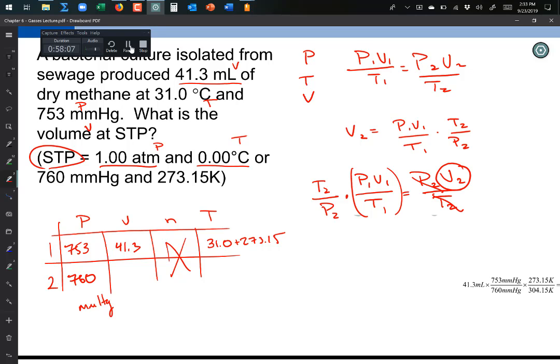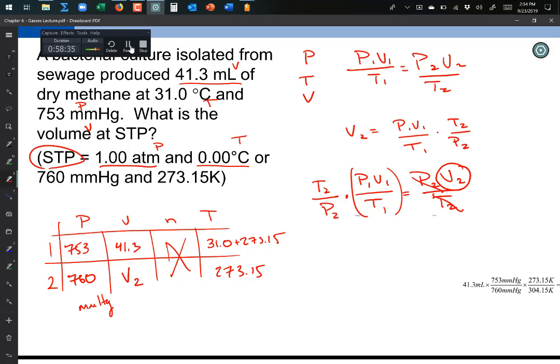What's V2? It's what I'm looking for, right? And what's T2? 273.15. So for temperature, you always have to convert to Kelvin. It always has to be Kelvin. But the other ones just have to be the same units.